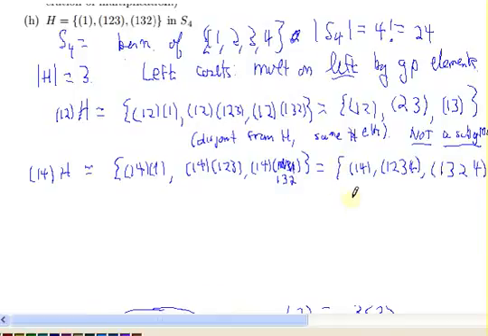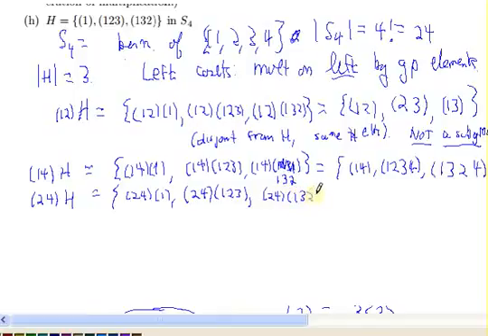Okay, so we have another coset here. Let's try also (2 4), because that's not included in this group, and see what happens there. Okay, so that's going to be (2 4) times 1. And then we'll have (2 4) times (1 2 3). And then we'll have (2 4) times (1 3 2). And that will give us (2 4).